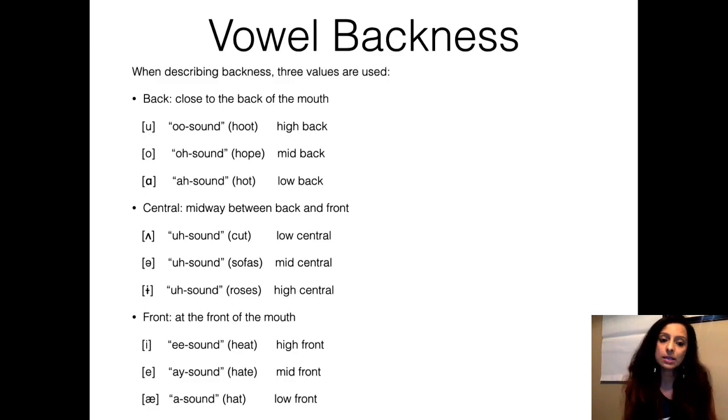So here are some examples of the back vowels of English. So this is oo, o, and ah, right? We already saw some of these vowels when we looked at height. So this is the sound as in hoot, o as in hope, and ah as in hot. We already saw all these three vowels when we were talking about tongue height. So we can actually combine the tongue height and the backness and say oo is a high back vowel, o is a mid back vowel, and ah is a low back vowel.